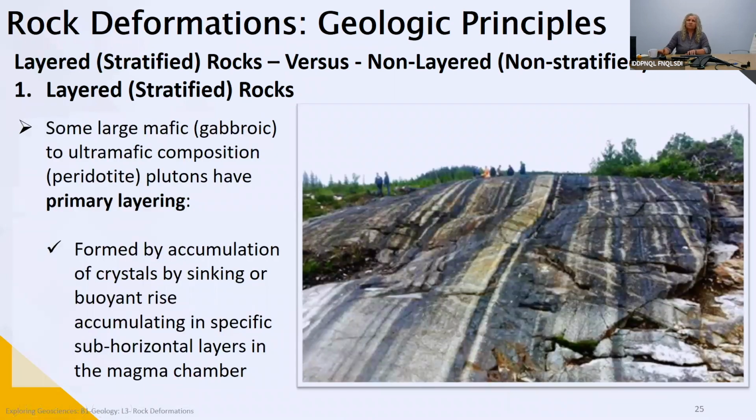This is an example of another kind of layering, which is within a mafic rock. Mafic rocks, as we've seen in lesson 2, are basically rocks formed of dark minerals. Here we have an alternance, what we call primary layering, which is not caused by any deformation or metamorphism. It's really natural. There is a layering between mafic and felsic rocks, formed by accumulations of crystals by sinking or buoyant rise, accumulating in specific subhorizontal layers of the magma chamber.